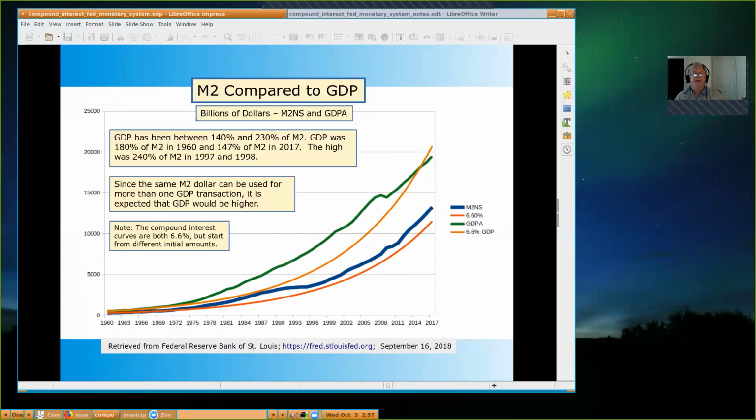GDP should be higher than M2 because you have more than one transaction per dollar in M2.